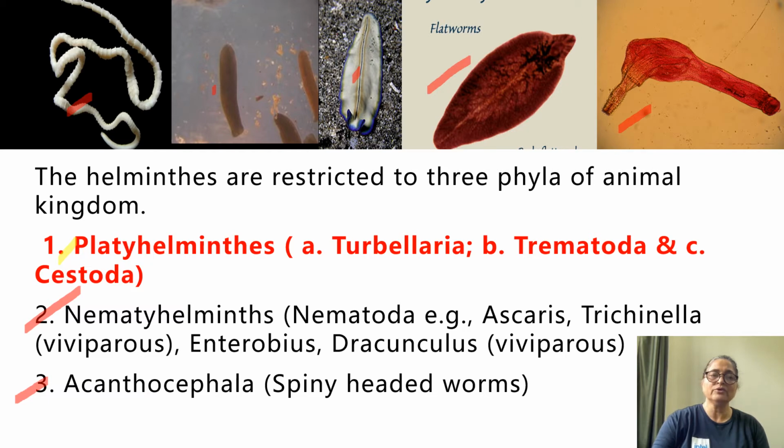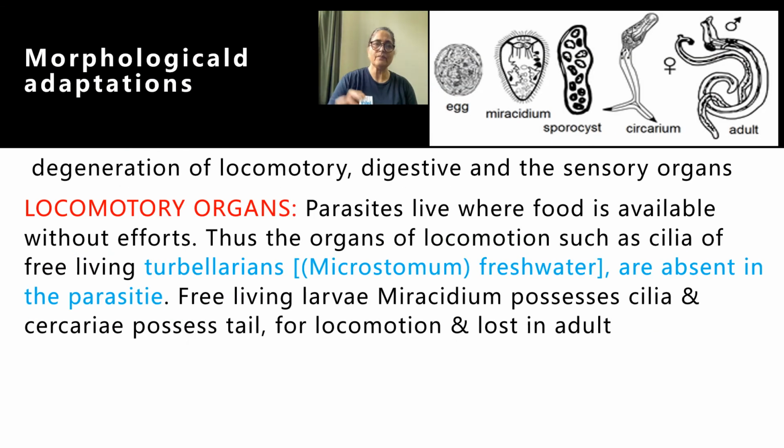So today we are going to discuss only the platyhelminthes adaptations. These platyhelminthes further have three classes: turbellaria, trematodes, and finally the cestodes. So we will talk about these flatworms. Now, the morphological adaptations, how they are meant for a good parasitic life.